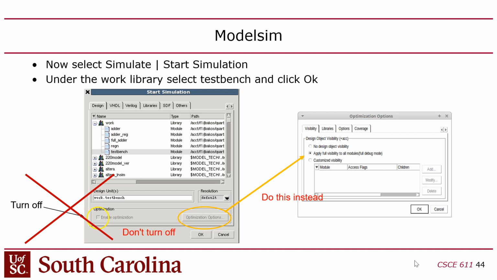There's just an option. When you click optimization options, you can tell it to apply full visibility to all modules, which they call full debug mode. And this will not impact the performance because our designs in this class are so small, it has no problem having all the signals available for logging purposes, right? When I say logging, I mean plotting, printing, right? You guys with me? Okay. I think I showed that last lecture.